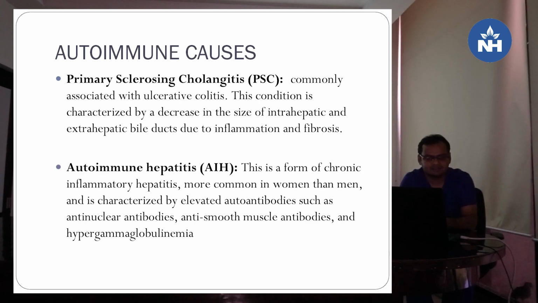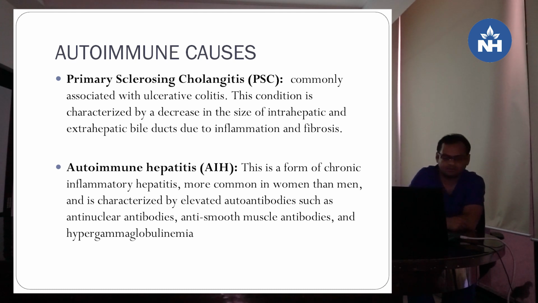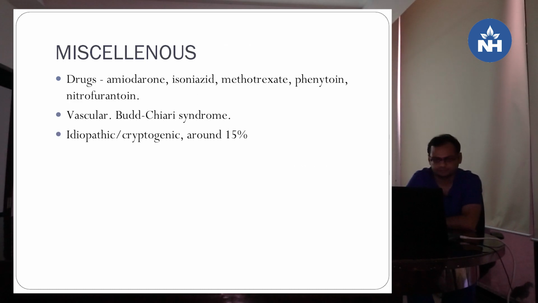Now comes primary sclerosing cholangitis. It is most commonly associated with ulcerative colitis, and the condition is characterized by a decrease in the size of intrahepatic and extrahepatic ducts due to inflammation and fibrosis. Autoimmune hepatitis is a form of chronic inflammatory hepatitis, as I told earlier, more common in women and characterized by elevated autoantibodies such as anti-nuclear antibodies, anti-smooth muscle antibodies and hypergammaglobulinemia.